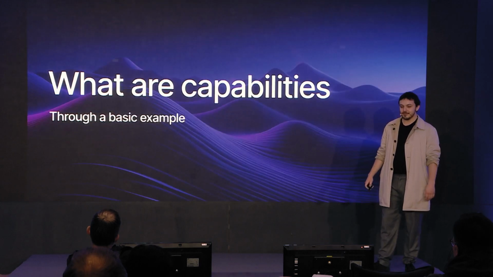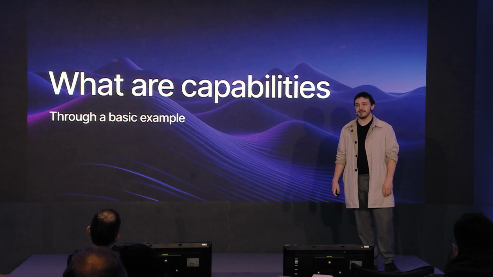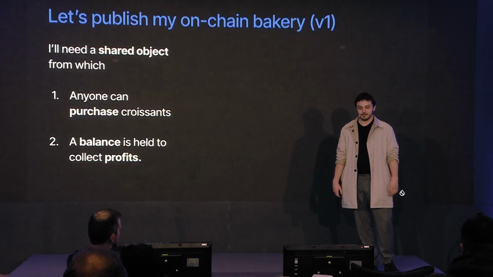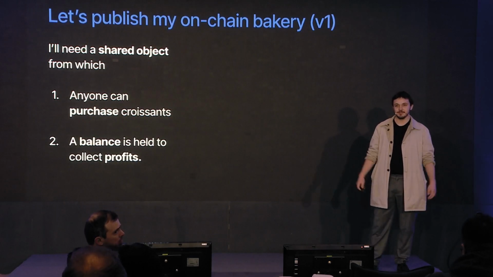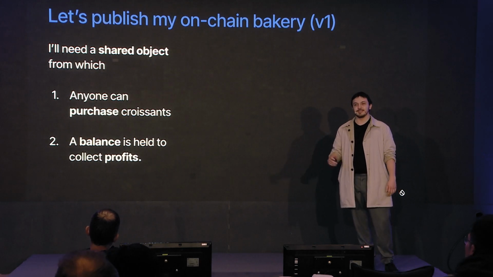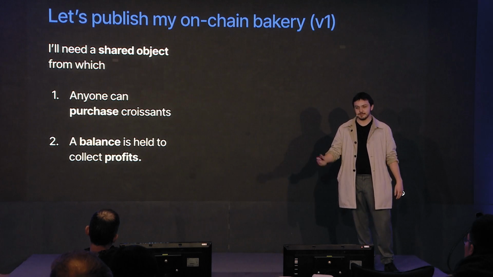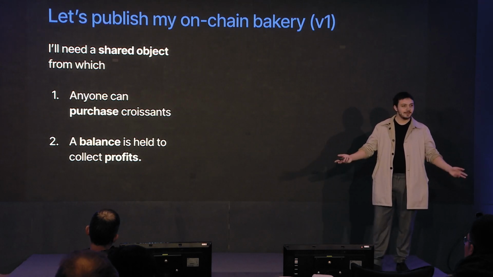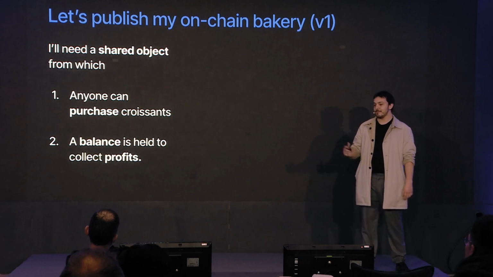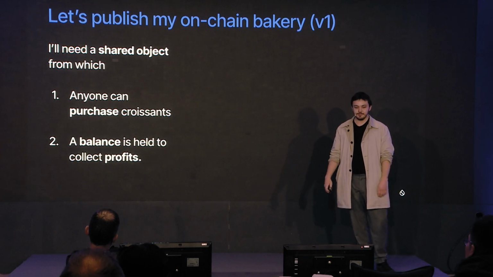Now, let's move into capabilities. I actually tried to create a super localized example on capabilities. So I will build my own chain bakery, since we're in Paris. The goal of this bakery is to actually sell croissants. And it's also for me to make some Sui. So I will also be holding a balance and sell those croissants to you.